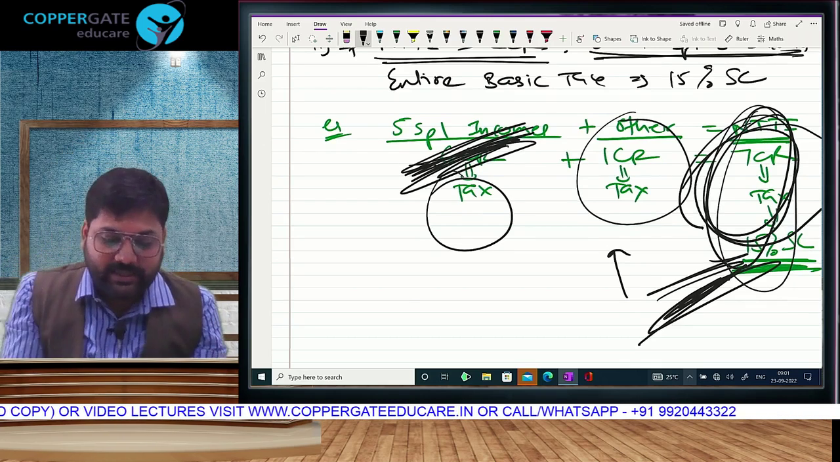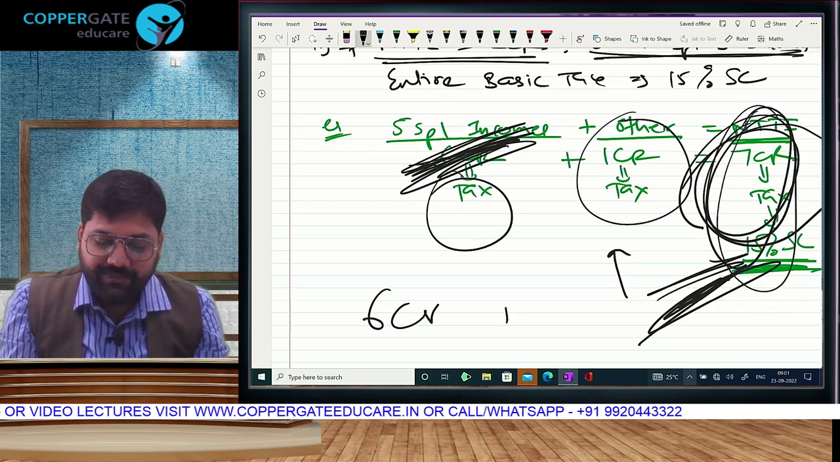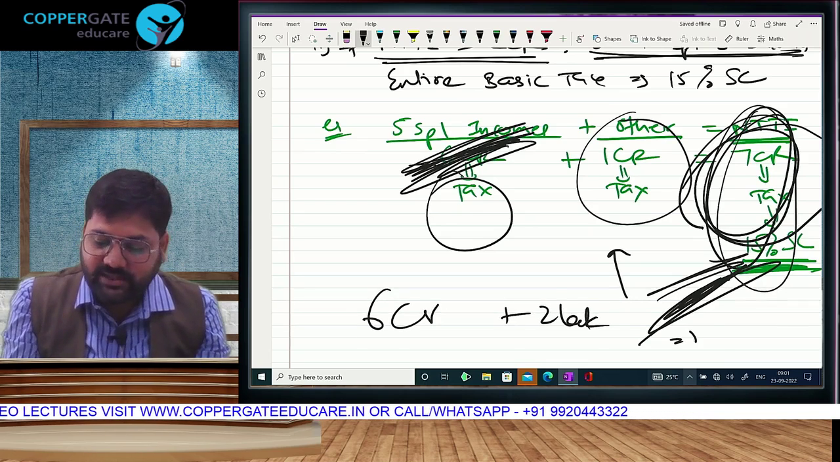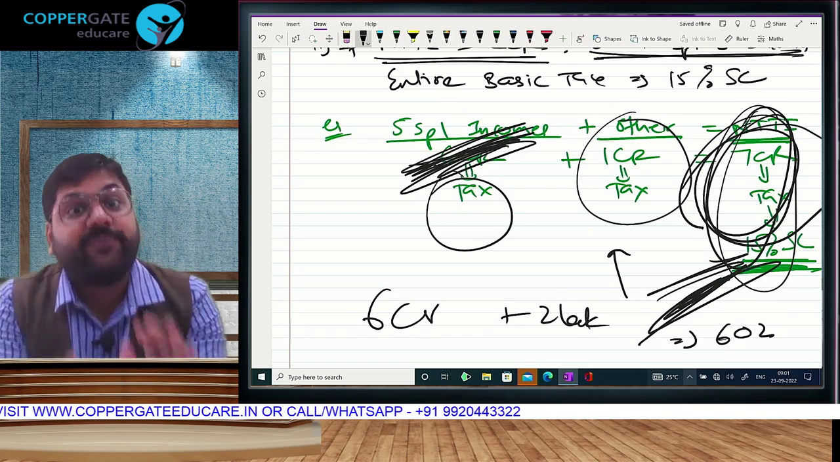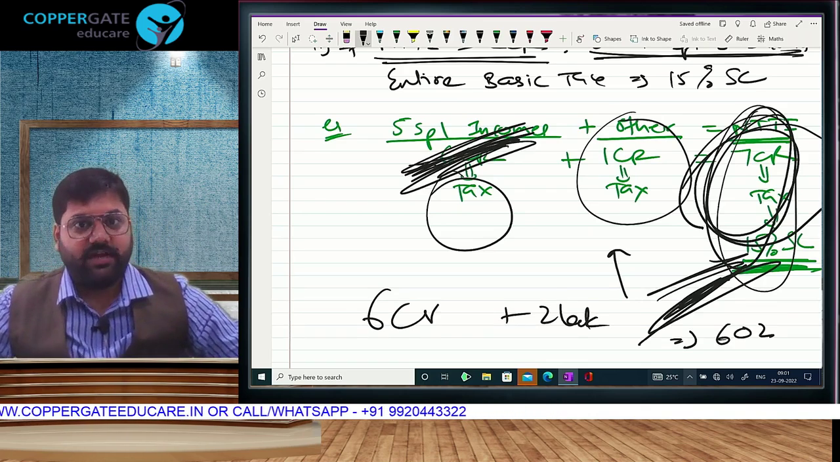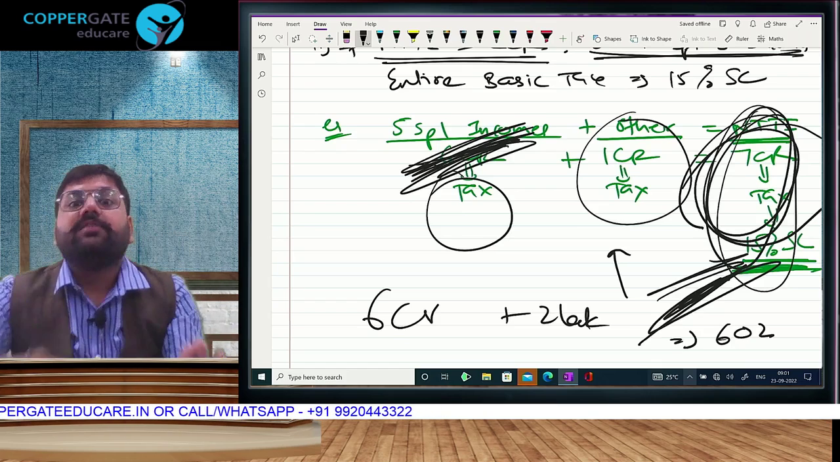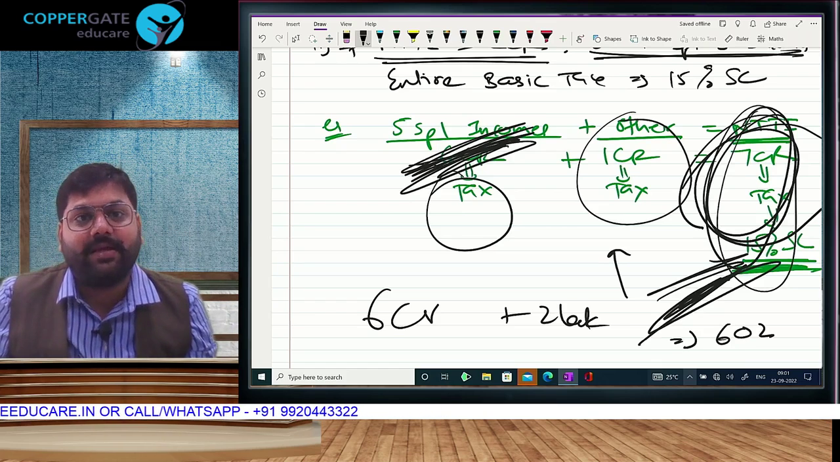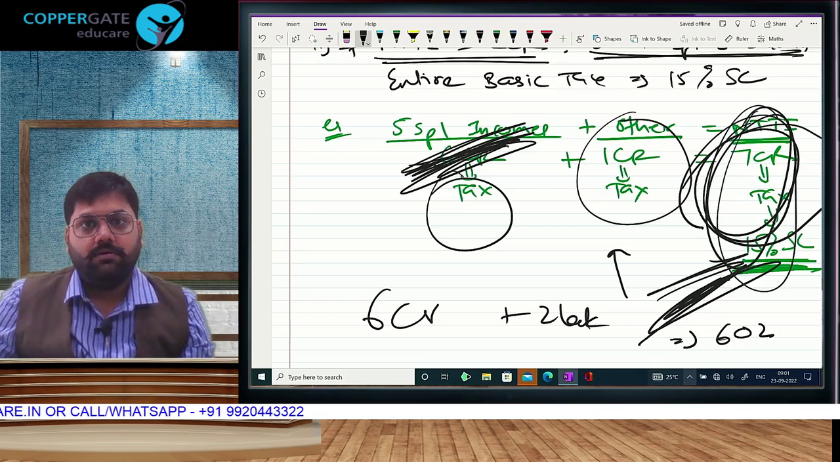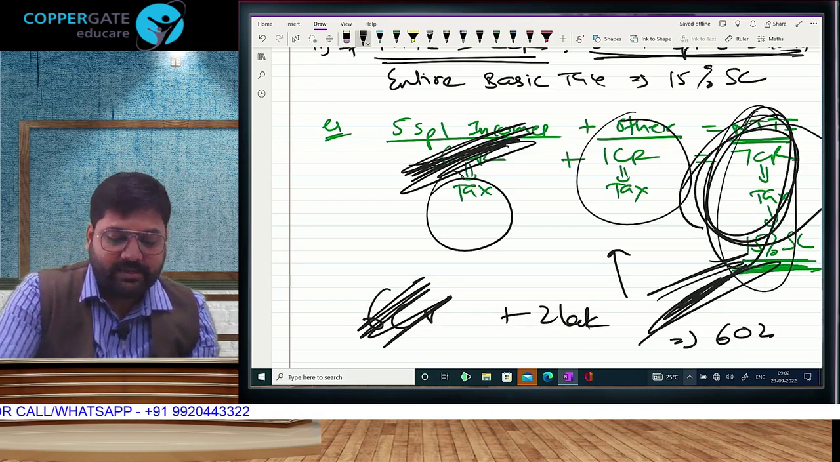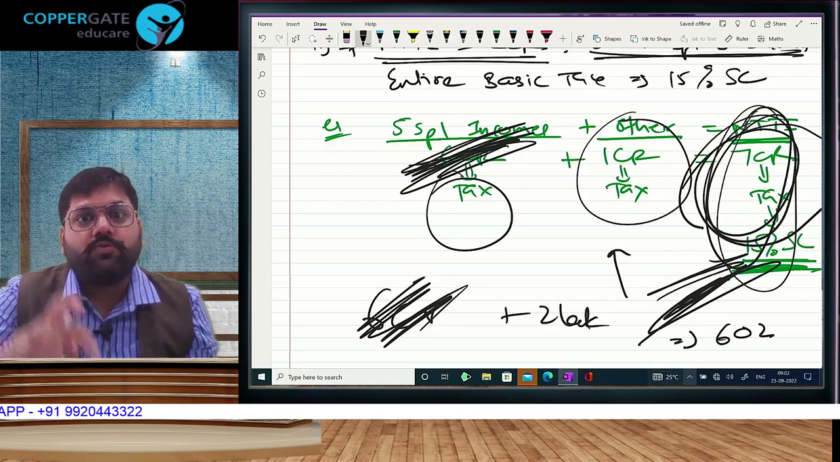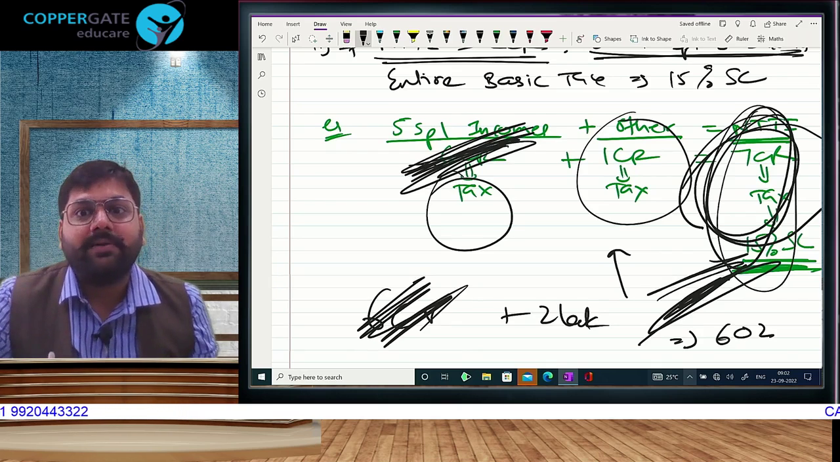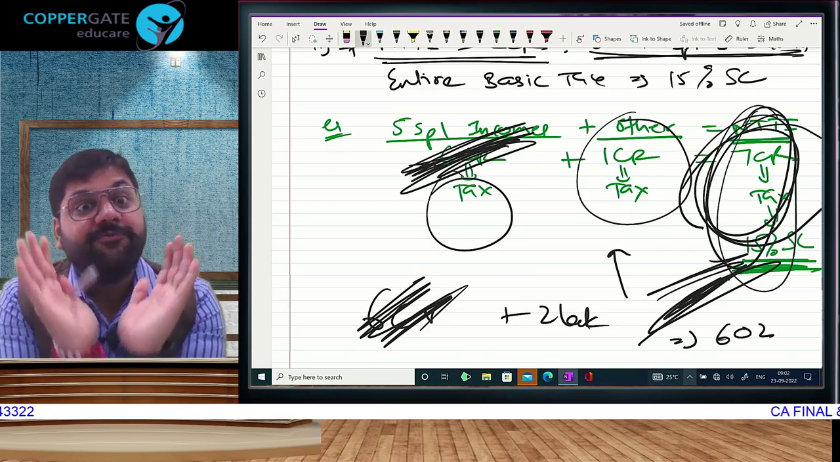15 is fixed. Listen, if this is 6 crore and this is 2 lakhs, you understand the total is 6 crore 2 lakhs. After 1 crore, 15 is fixed. The question is whether 25-37 is applicable or not. Check: remove special incomes and check. Less than 2 crore, so 25-37 not applicable. Entire amount, 15 is fixed.